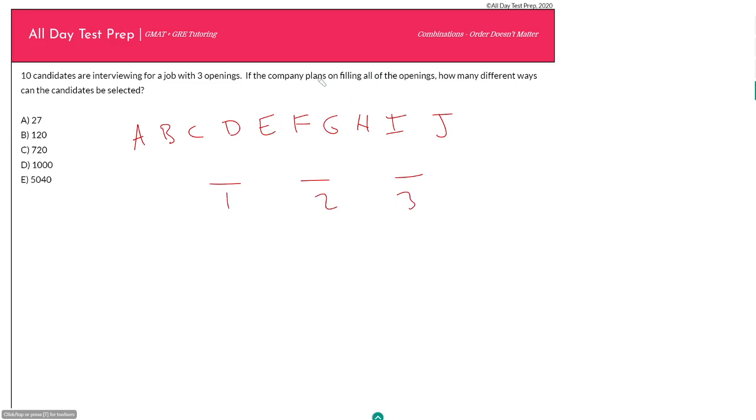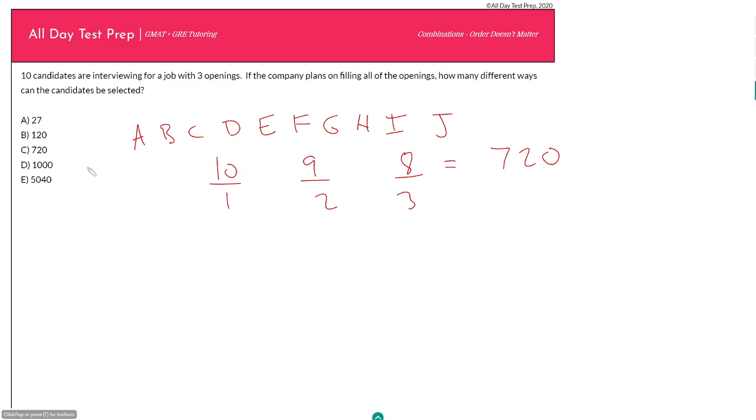So now in this case, let's start by doing the same thing we did before. We have 10 options for who can fill our first spot on our committee, or not our committee, for our job opening. Then we got 9 people remaining who can fill our second job opening. And then we got 8 remaining for our third opening. And that gets us to 720. But as you can probably guess, that's not our answer here. Our answer should be less than 720.